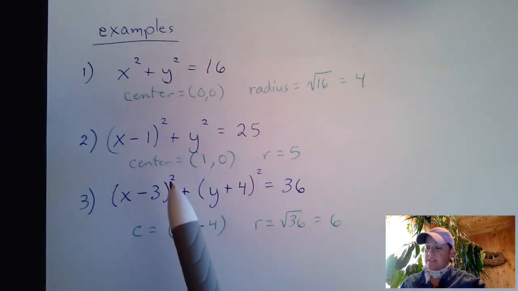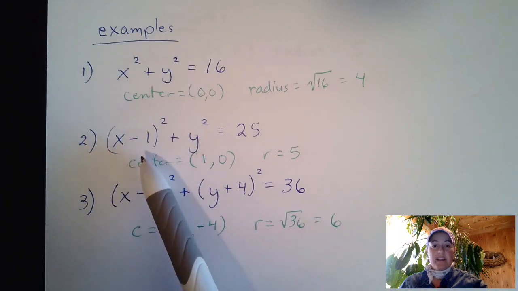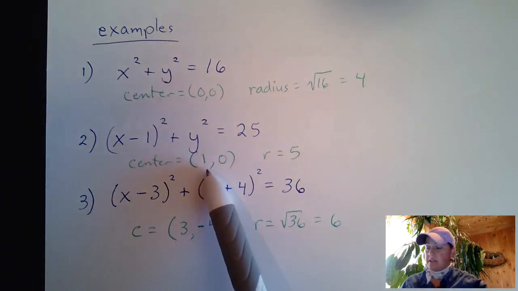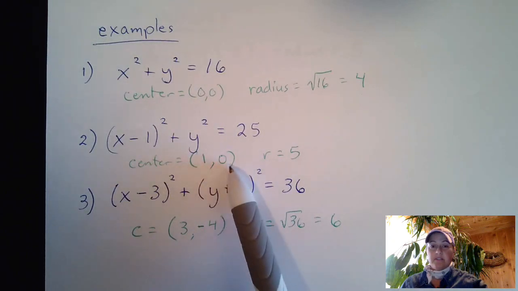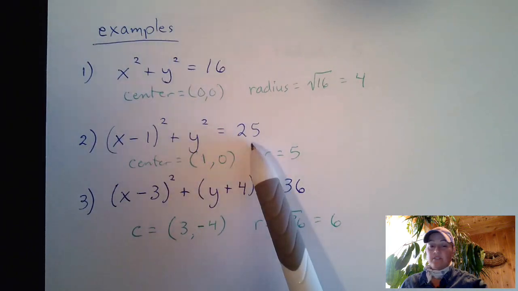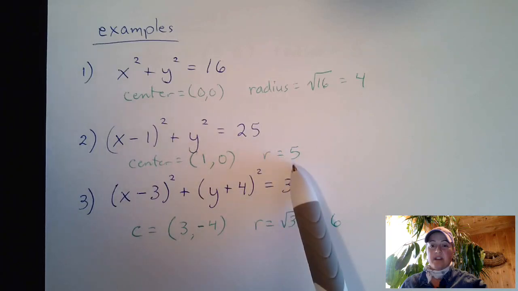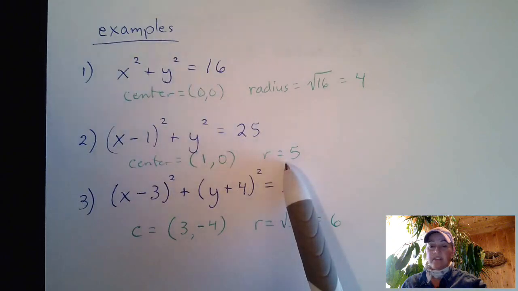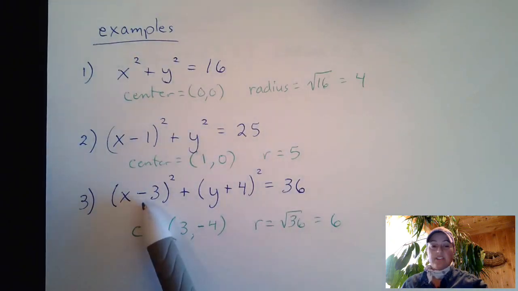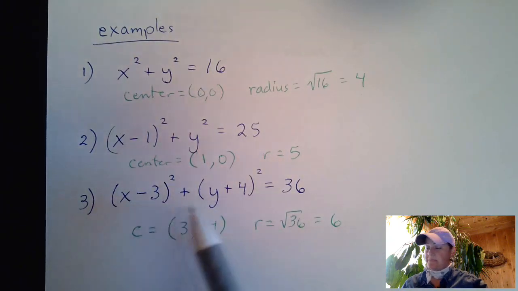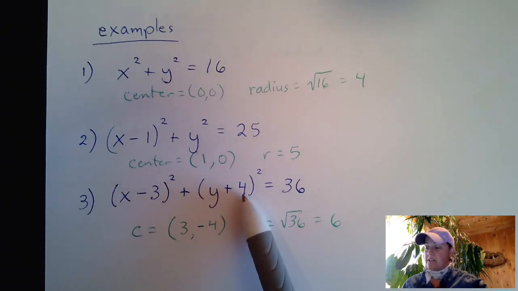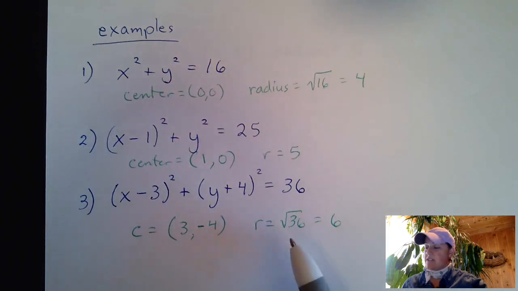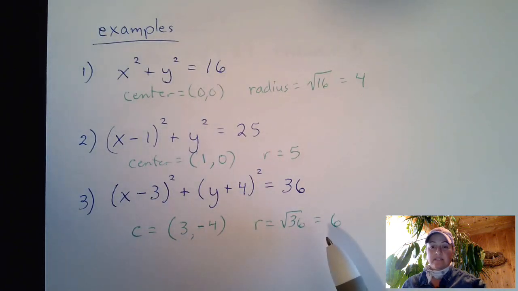Now for this next one, we have something shifting with the x, but nothing is changing the y. So it's moved to the right 1, so that center is at (1, 0). And once again, the square root of 25 is 5, so its radius is 5. So this has a center at (1, 0), and a radius of 5. And this last one has shifted to the right 3 and down 4. So it has a center at (3, -4). And then the square root of 36 is 6.